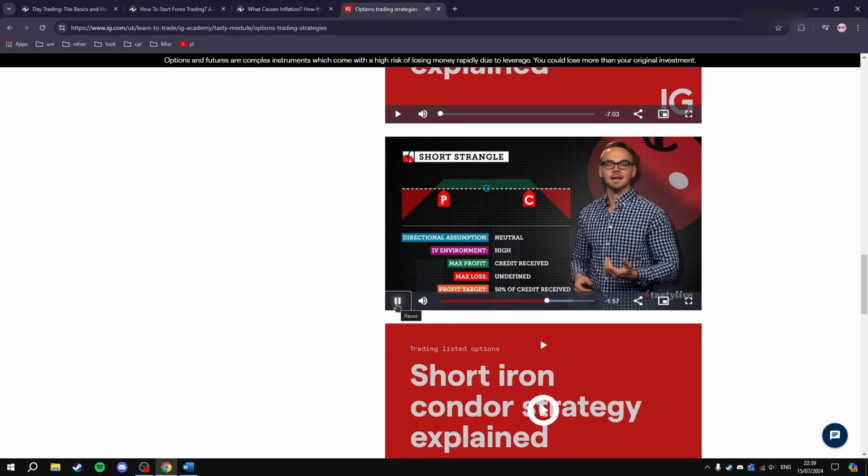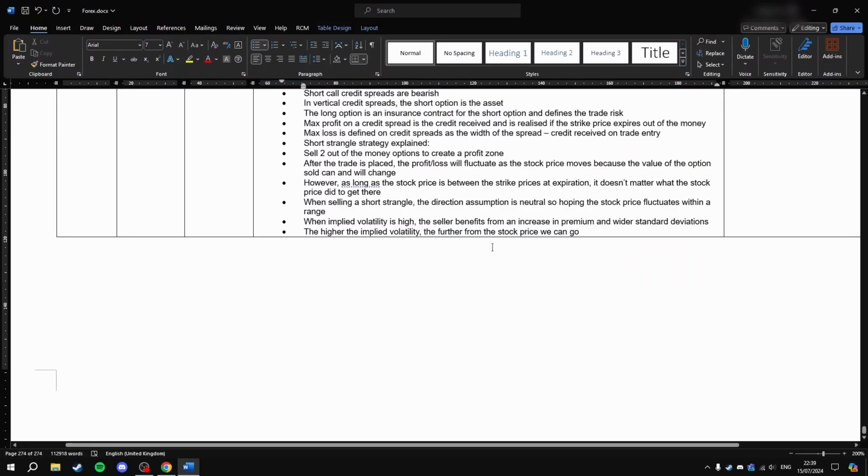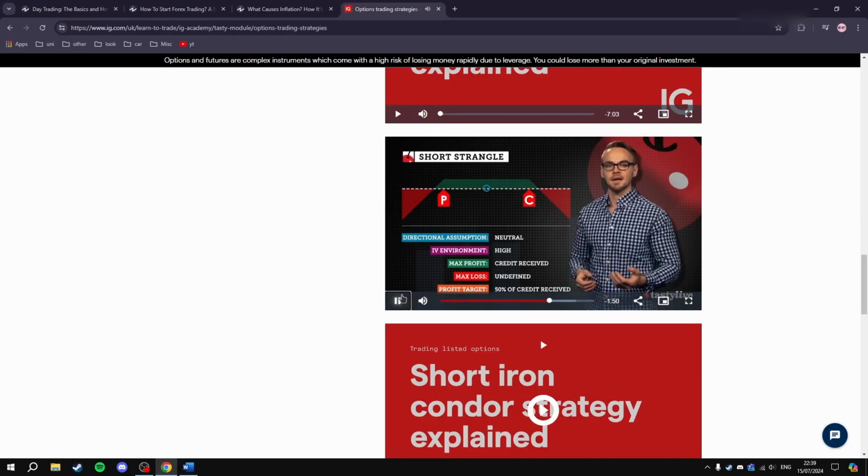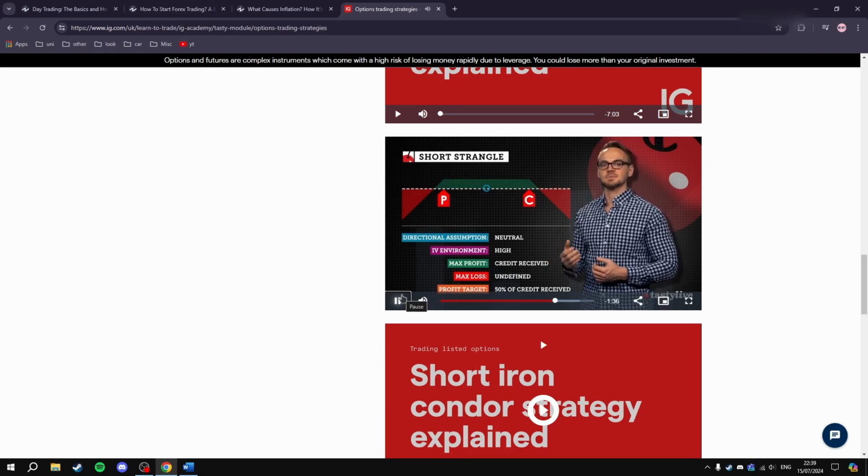When IV is high. The higher the IV is, the further from the stock price we can go while still collecting a decent premium, and we can benefit pretty quickly if IV contracts from that point, as that would mean option prices have dropped. Even though we're taking risk on both sides, our goal with a short strangle doesn't change. When selling any option, we want the option to expire worthless, as we can keep the credit received from opening the trade.